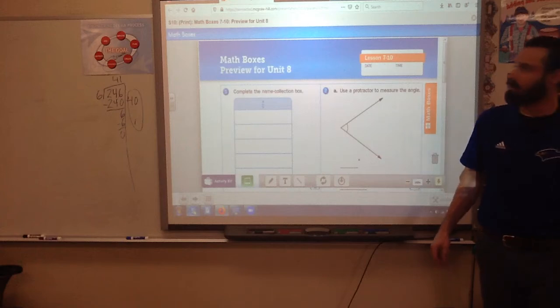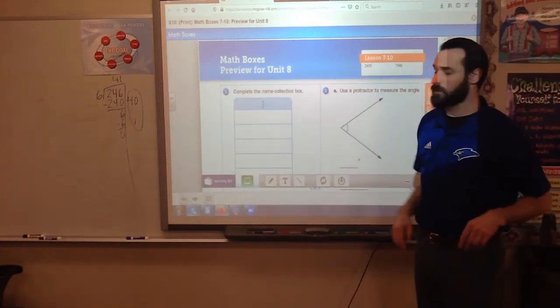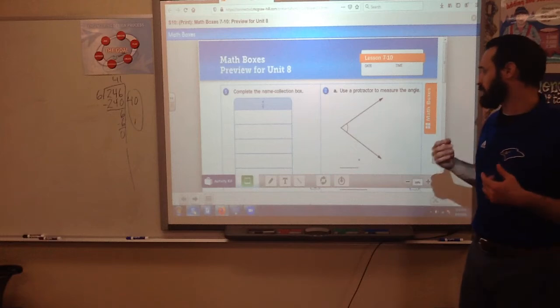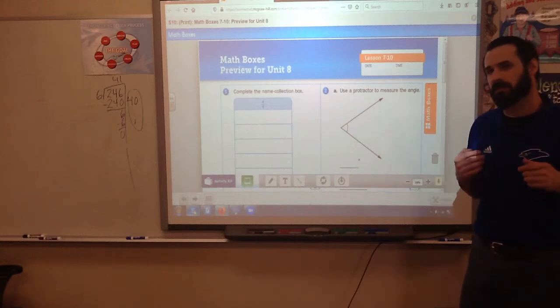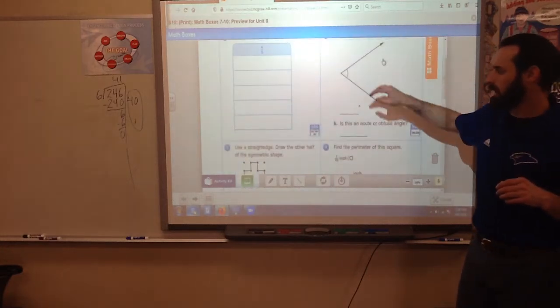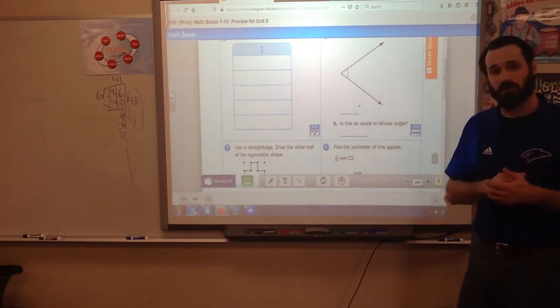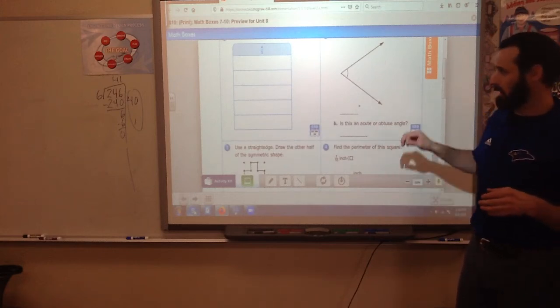And take a look at your math boxes. If you look, they're previews for Unit 8. So I'm going to assign these. Some of them you're going to be able to do. Some of them might be kind of tricky. And if you're not sure, again, I'll go over these on Wednesday.